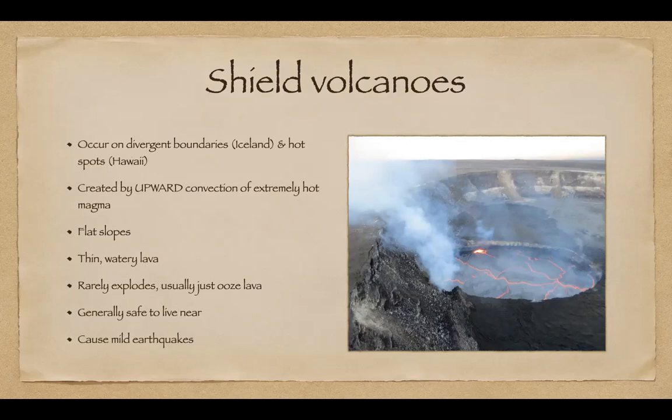People in Iceland live next to volcanoes. People in Hawaii live next to it. Obviously, if the lava starts pouring out of a fissure near your house, you have to move, but it doesn't blow up. It doesn't usually take you by surprise.